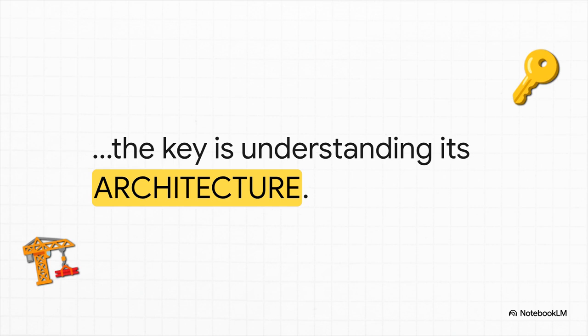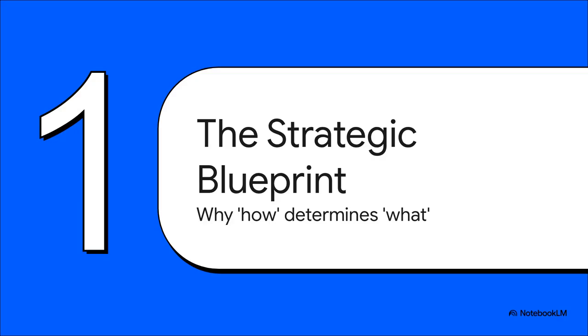That's right, it's all about understanding the model's architecture, its actual blueprint. Today, we're going to break down exactly why this concept is such a game changer. Let's get into it. All right, let's talk strategy. When we talk about AI architecture, what we're really asking is how the model is built. Because that right there dictates everything it can actually do for you.